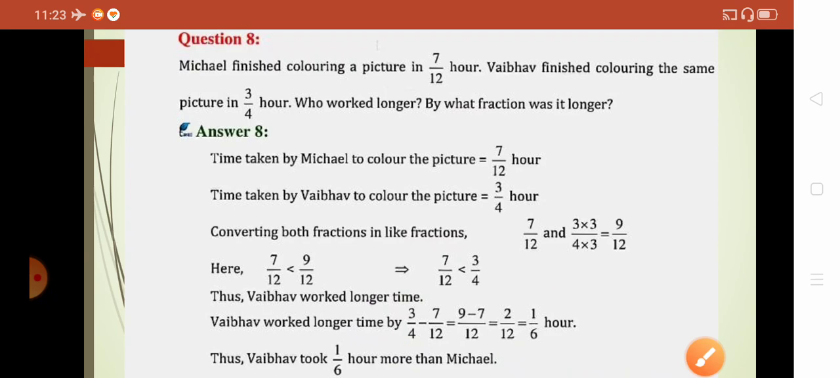I think you all have learned because you have done these things in your last class also. So it is an easy task for you to understand all these problems. So in our next session we will go further in this. We will study about the multiplication of fractions in our next video.